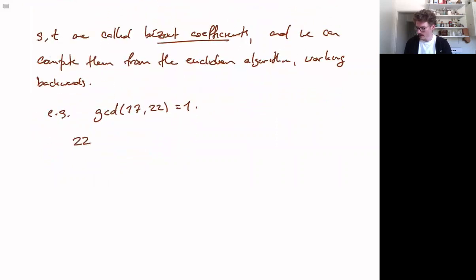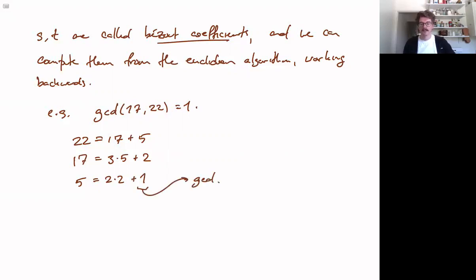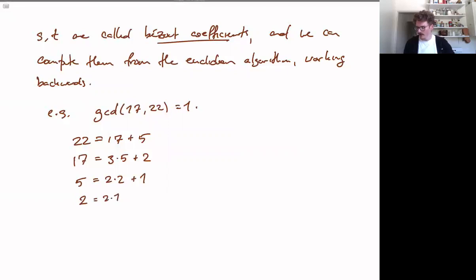So 22 is equal to 17 plus 5. And then 17, I mean, this one you really probably can do in your head, is 3 times 5 plus 2. And then 5 is 2 times 2 plus 1. And so this thing is the greatest common divisor, right? If you wanted, you could write 2 equals 2 times 1. Okay, but then you're done.